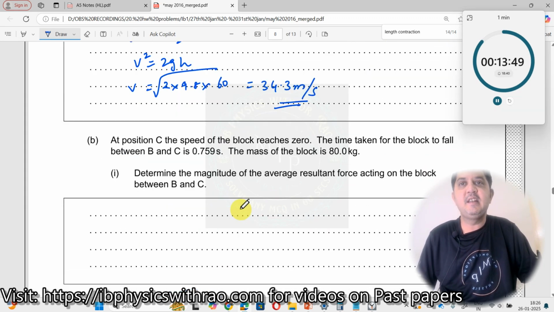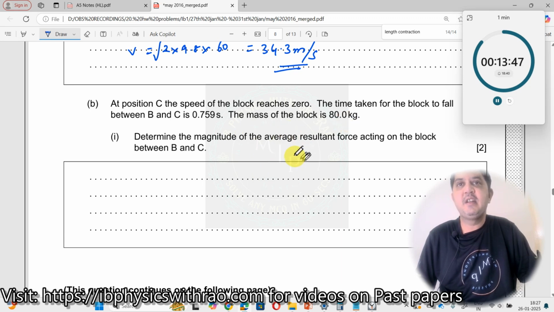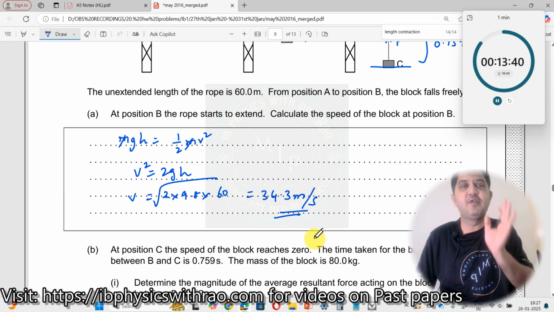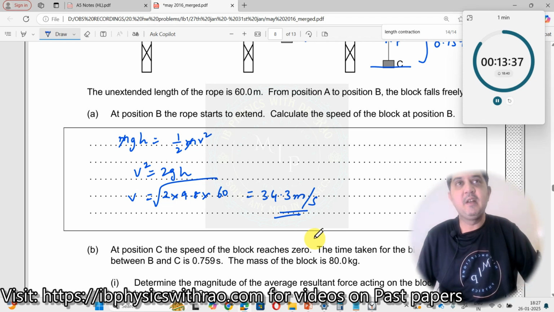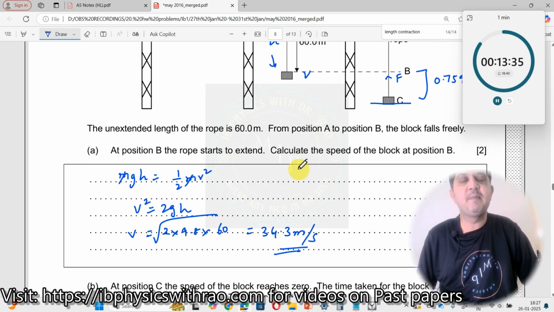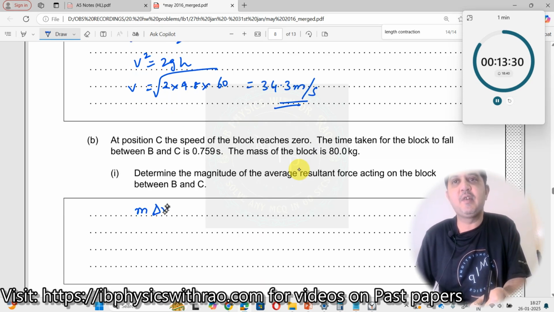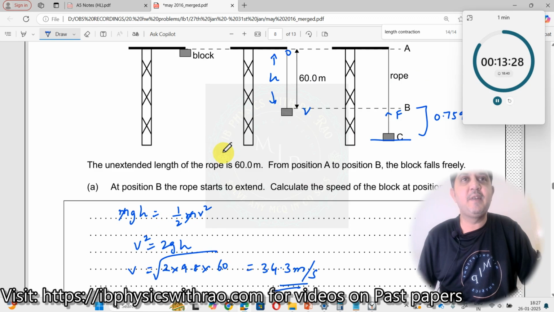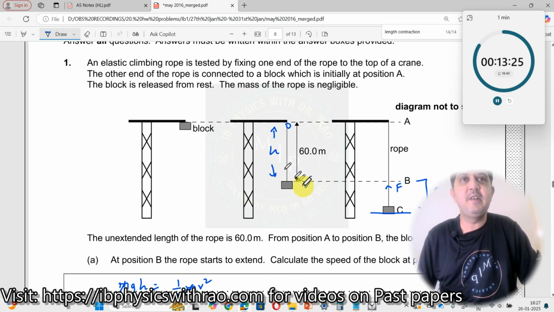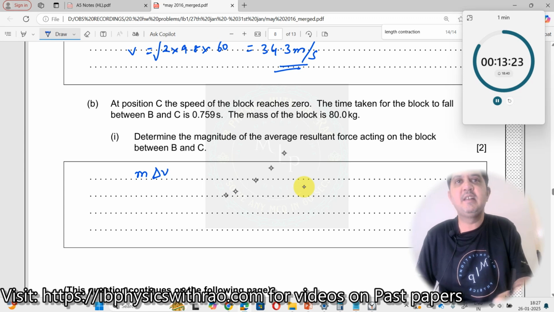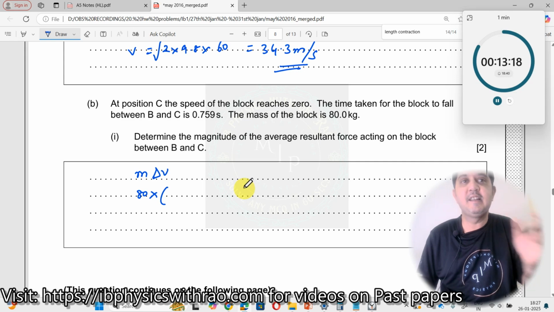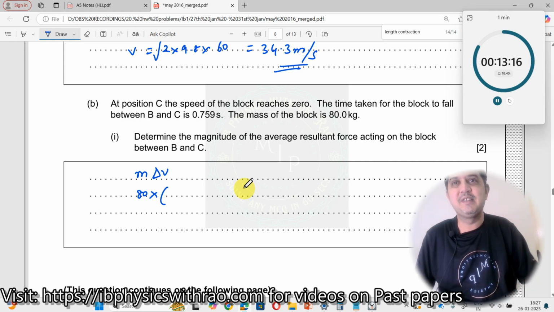Okay, and then what's the next thing? The mass of the block is given. Determine the magnitude of the average resultant force acting on the block between B and C. Average resultant force. Do not use V minus U divided by 2U over here. Okay, so what we do is, now we know that M into delta V, what is M here? M is already given to you. M is 80 kg multiplied by, what is V minus U? So I said do use, not do not use. Do use V minus U.